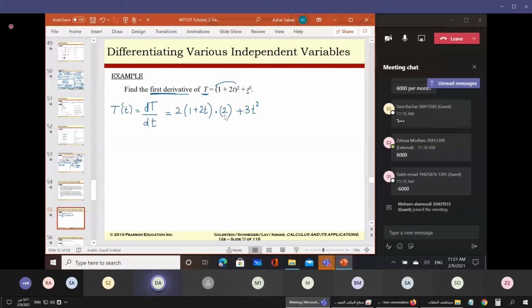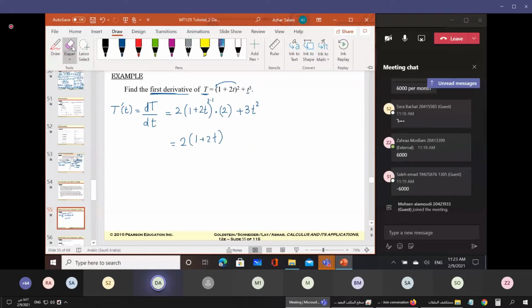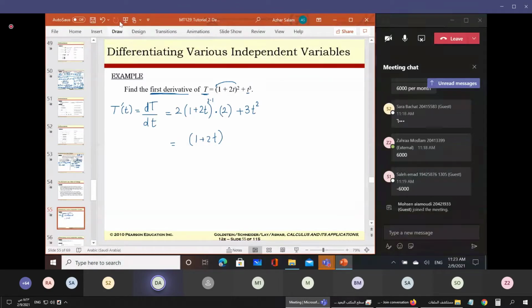Notice here this 2 came from the derivative of what is inside. I differentiate what is inside the power. I first take the power down, and here I have 2 minus 1, which is 1. Then multiply with the derivative of what is inside. This is equal to 2 multiplied by 1 plus 2t. Sorry, here not 2, 2 multiplied by 2, which is 4. Here I have 4.